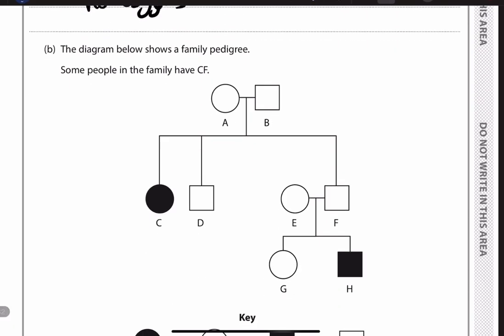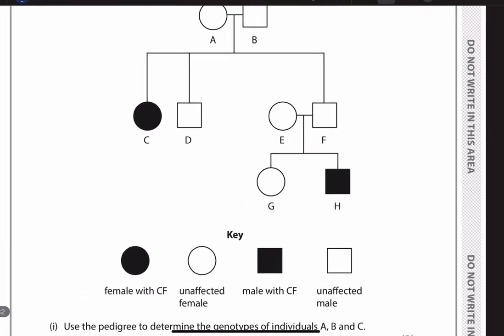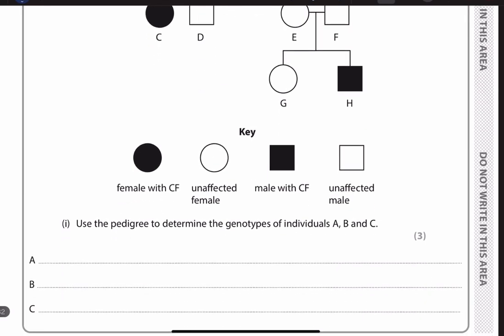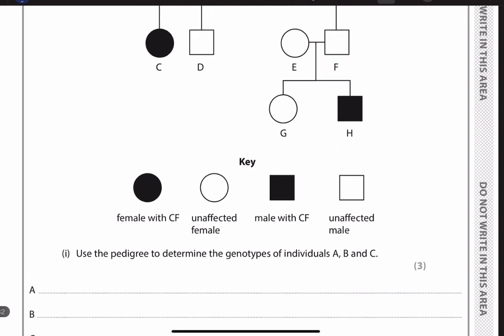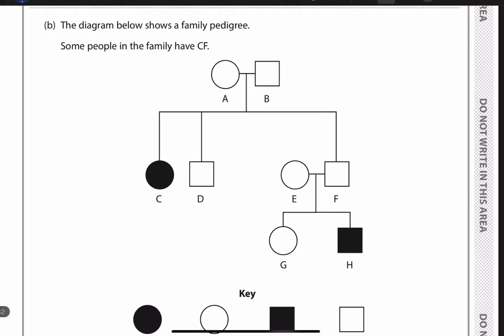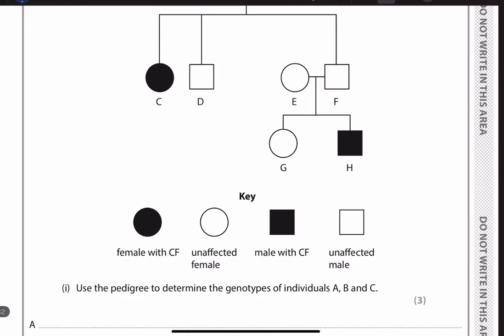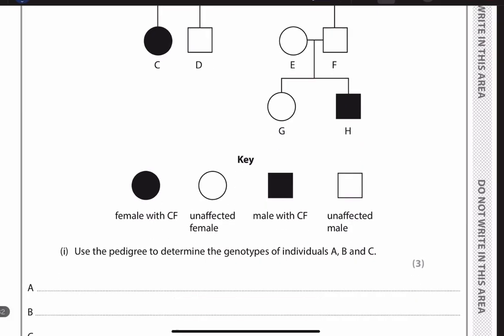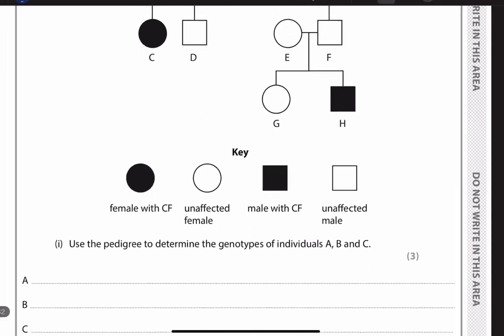Okay, B. The diagram shows a family pedigree. Some people in the family have cystic fibrosis. Okay. And then we have this pedigree chart with the key, and we want to use the pedigree to determine the genotypes of individuals A, B, and C. So we know this is a recessive disease, right? A recessive disease means that a lot of these unaffected people are likely to be carriers, right? In a family, just because they're unaffected doesn't mean they don't have that allele. So they might be carriers. So with the example of A, B, and C.